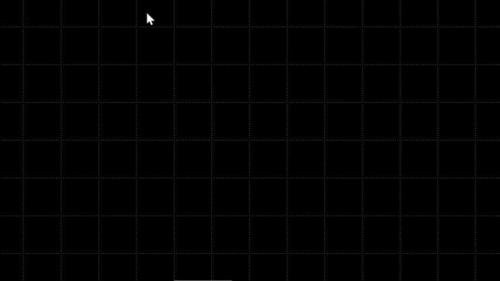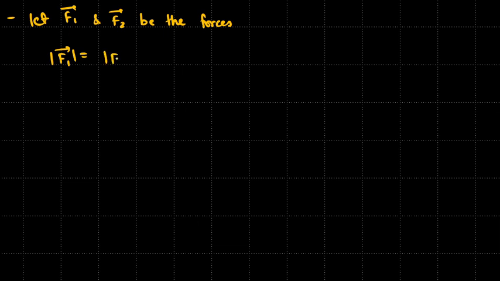So let vector f1 and vector f2 be the forces and vector r be the resultant. We know that the magnitude of f1 will be equal to the magnitude of f2. Let's say that magnitude is f for simplicity's sake, and we know that the resultant is a square root.